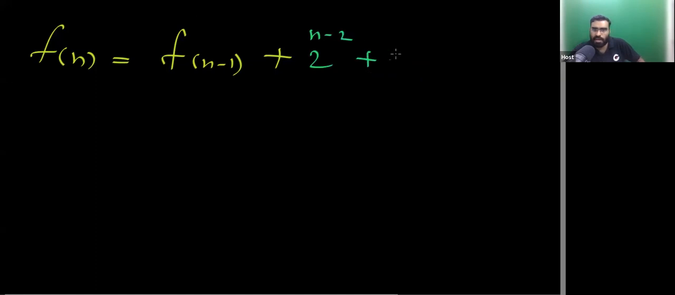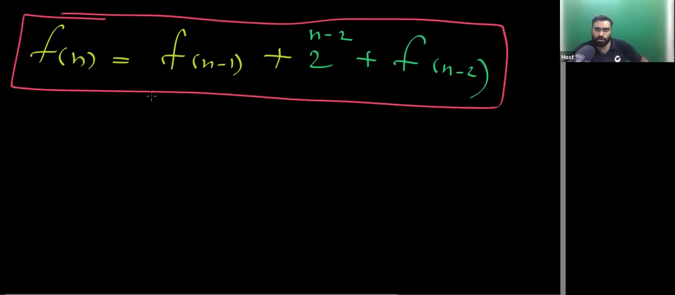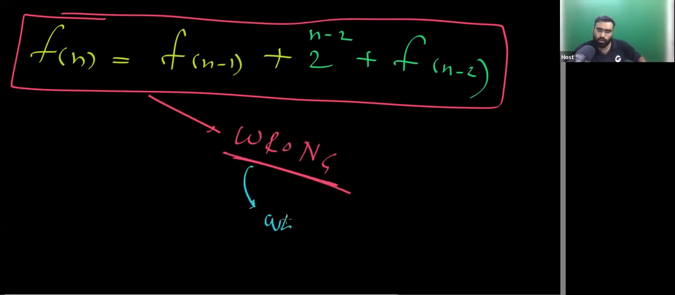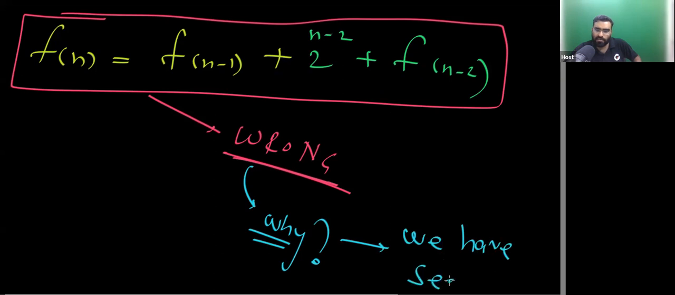What did I tell you? I told you that this is wrong, and why this is wrong, I told you. Agree? See, this is wrong. Why this is wrong, we have seen. Yes or no? Is this point clear?